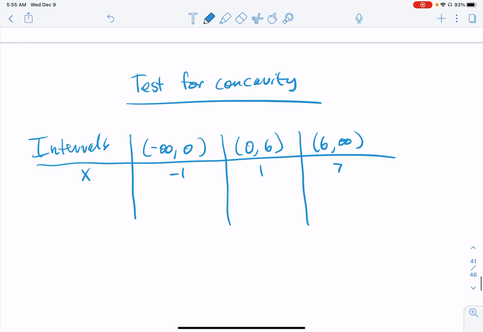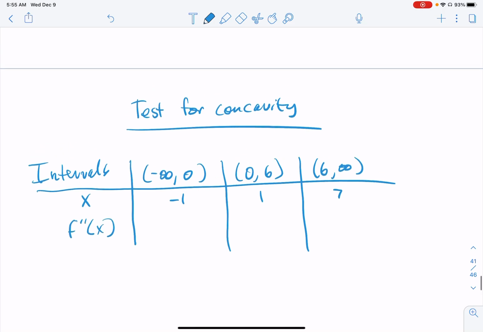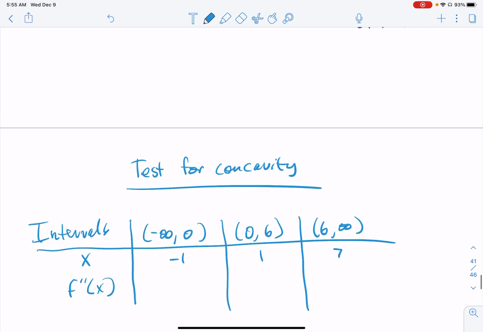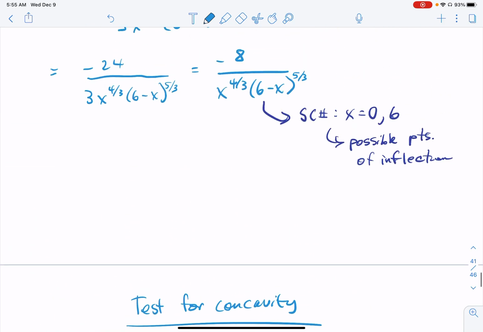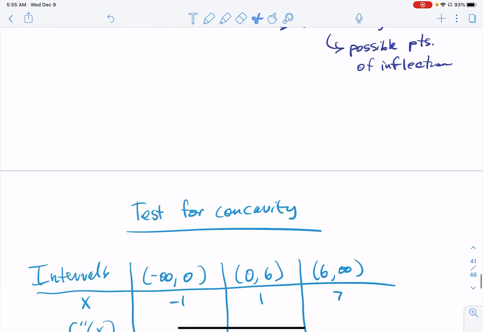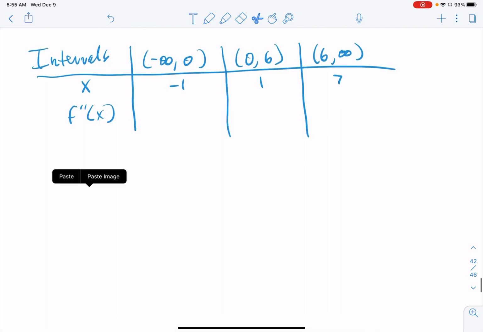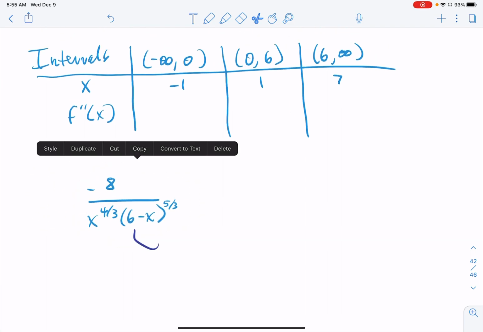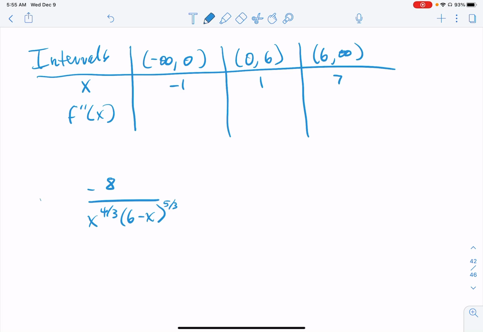Now, since it's testing for concavity, that's dependent upon the second derivative. That's where these test values are going to go. Okay, let's plug in. I'm going to have to copy and paste this, I don't want to keep scrolling. Copy. Paste. Oh, and I got this little scraggler down here. Go away, scraggler.